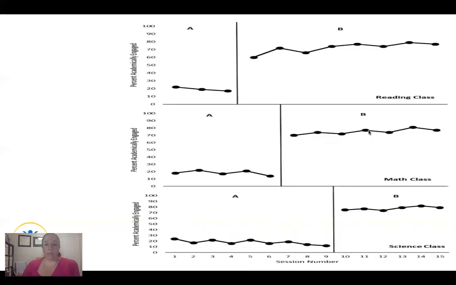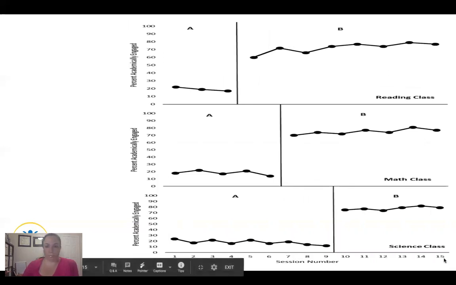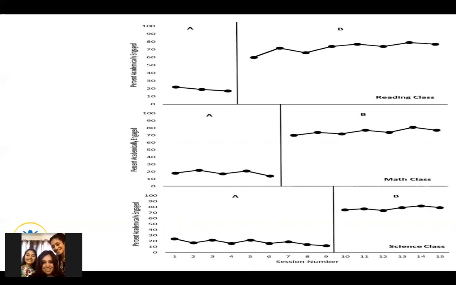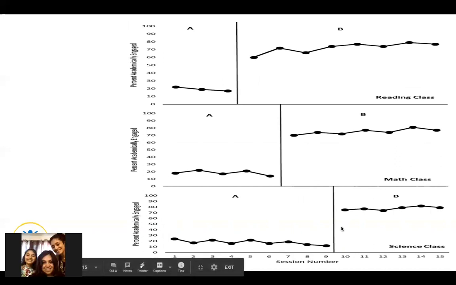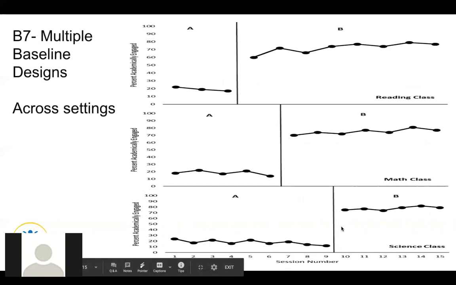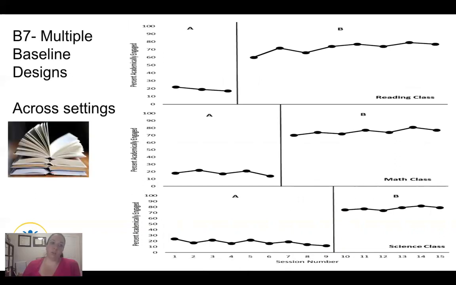All right. Then we have this one. What is that? This is also multiple baseline across settings. Reading, math and science classes. Correct. Multiple baseline designs across settings. Very good.